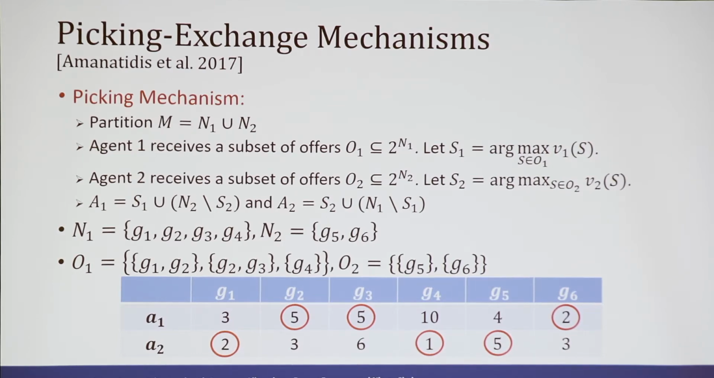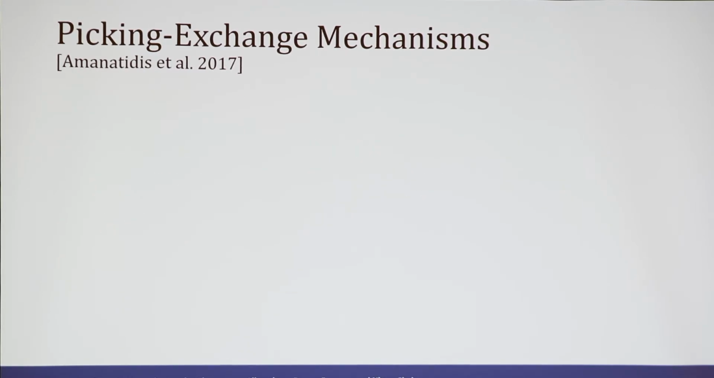And this is pretty clearly strategy proof, because there's just not that much for the agents to do. If these sets of offers are pre-specified, if you're agent 1, why wouldn't you just choose the best offer you can? Agent 2 is going to make their choice independently, so you should take as much utility as you can get. So that's a picking mechanism.